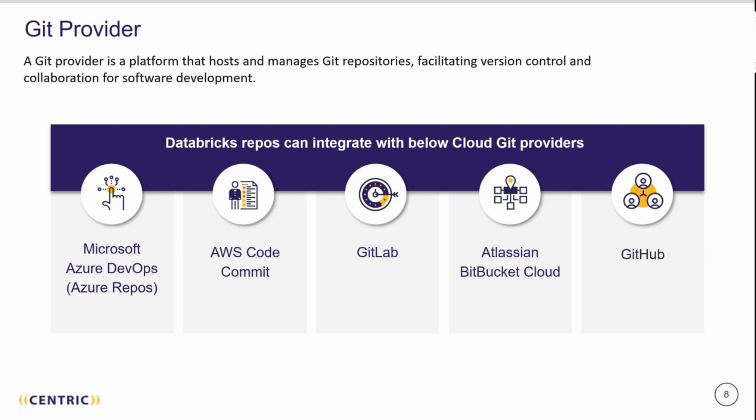Now, these are all the cloud Git providers. If you have a requirement for an on-prem Git provider, Databricks also provides connectivity with some of the on-prem Git providers, which you can refer to in the document. I have listed it in the references section that you can also look at.